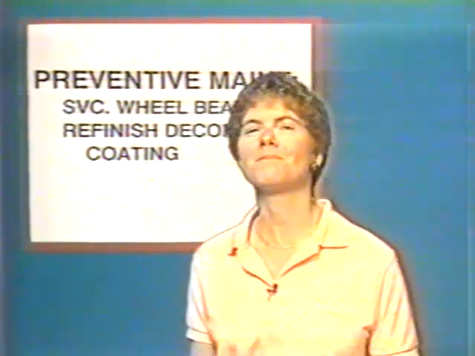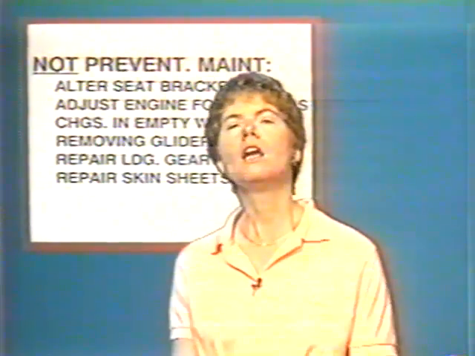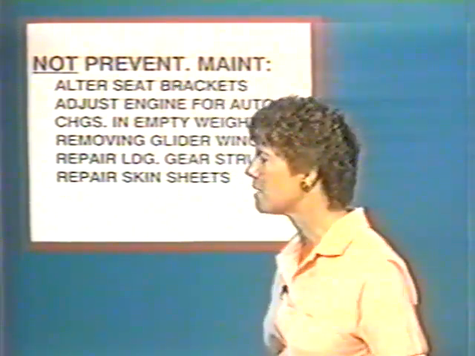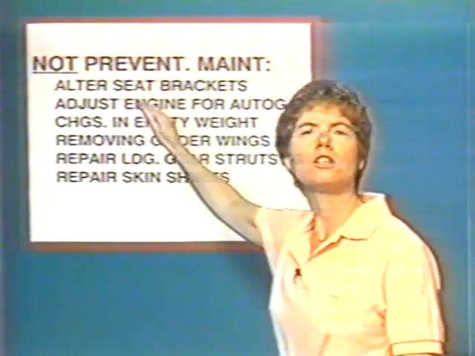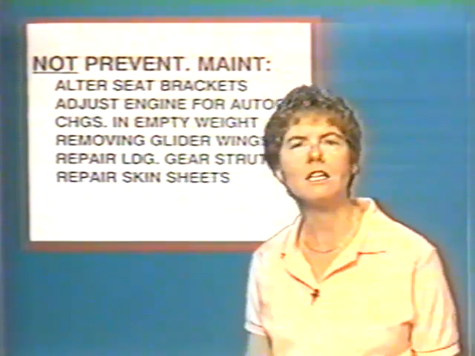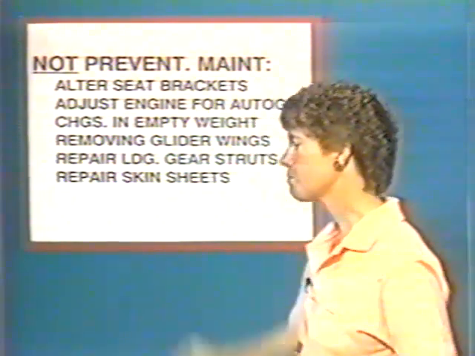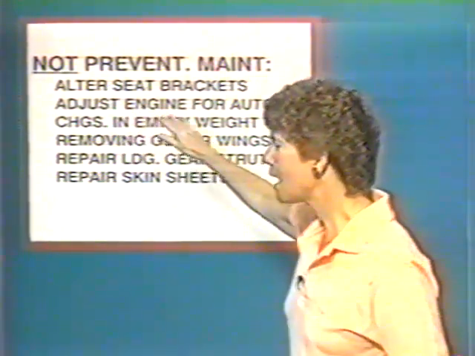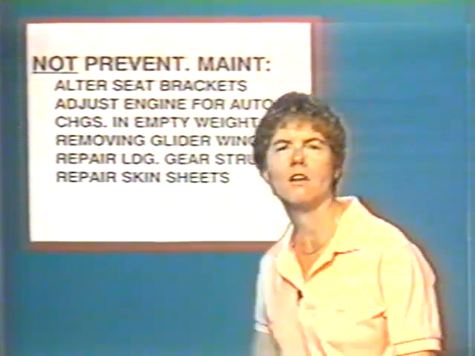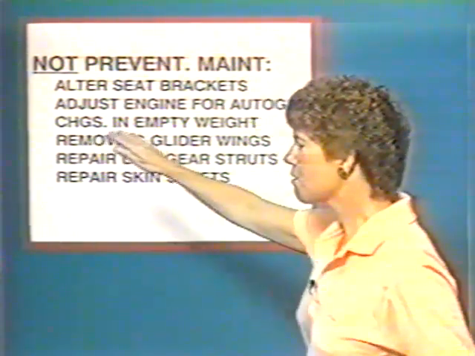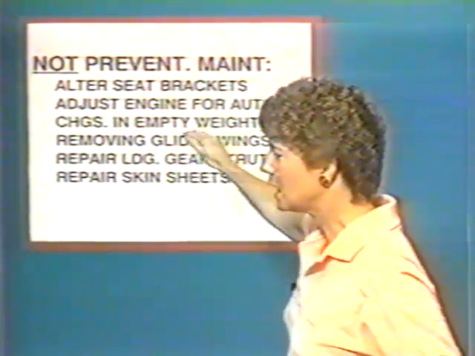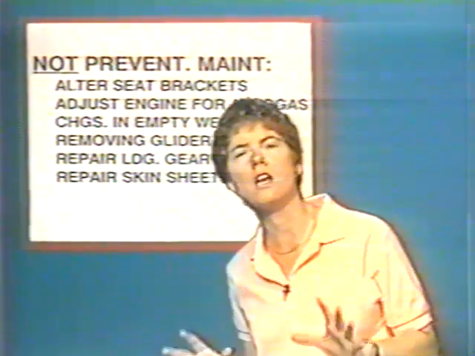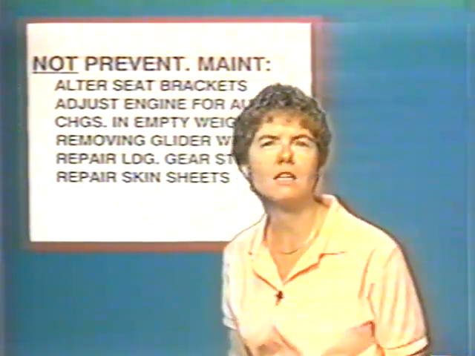Now, here are some things you're going to find on the written exam that are not preventive maintenance. Things that are not preventive maintenance are, for instance, alteration of the main seat support brackets in the aircraft. Another one is making engine adjustments to allow auto gas to be used in the aircraft. Changes in the aircraft empty weight: any equipment that goes in or out of the aircraft that permanently changes the empty weight is not considered to be preventive maintenance.